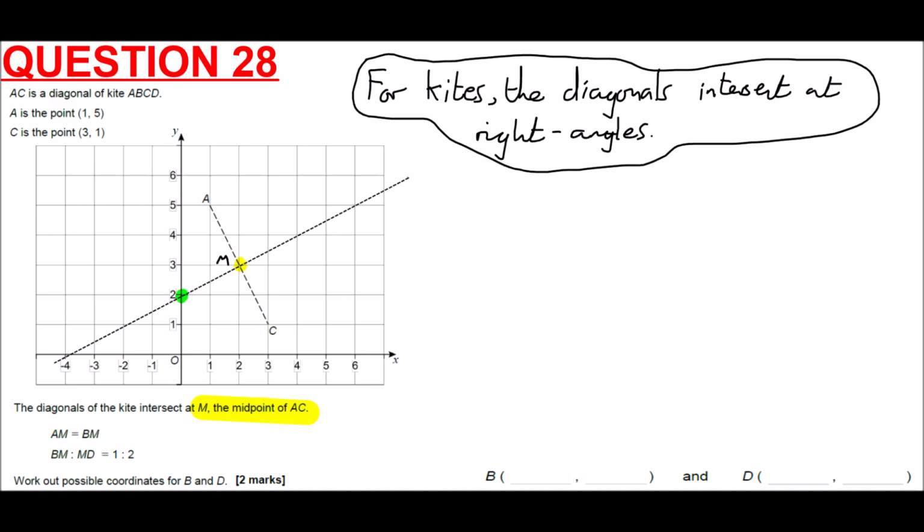We're told that BM to MD is 1 to 2. And so the distance from M to D is going to be twice as long as the distance from B to M. Now from B to M, it's 2 squares along and 1 square up. So if that's BM, MD will be 4 squares along, because double 2 squares is 4 squares. So 4 squares along, 2 squares up, tells us the point D would be here.